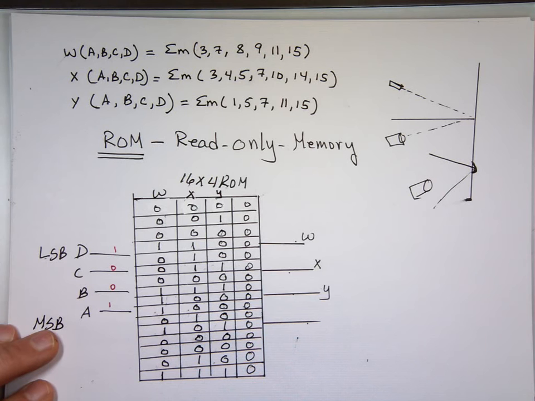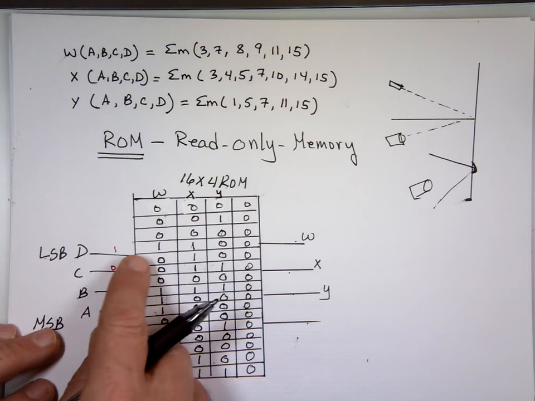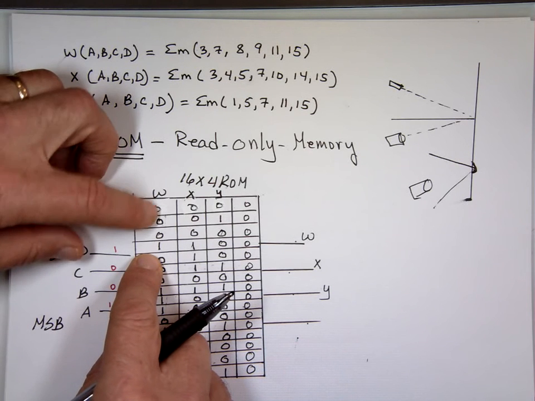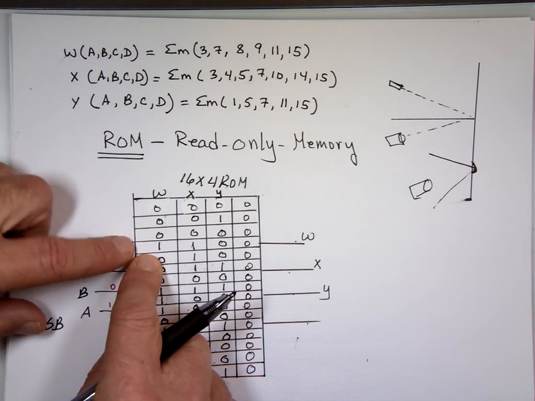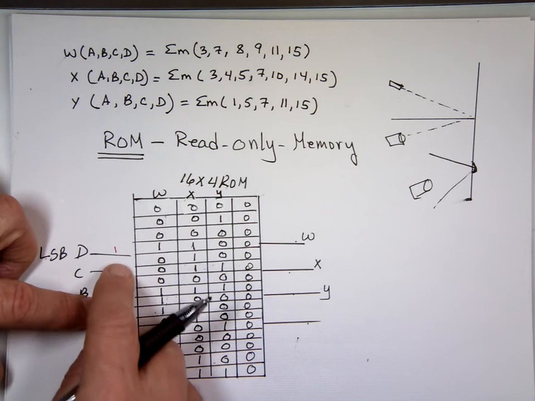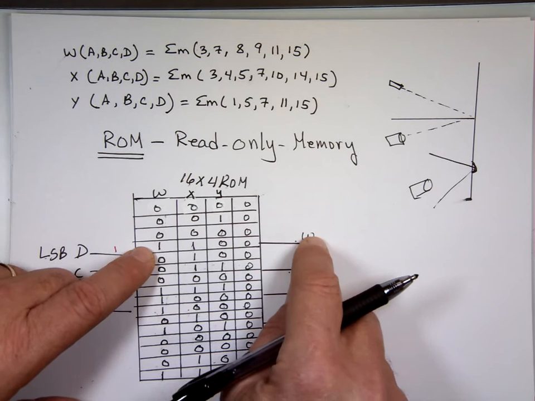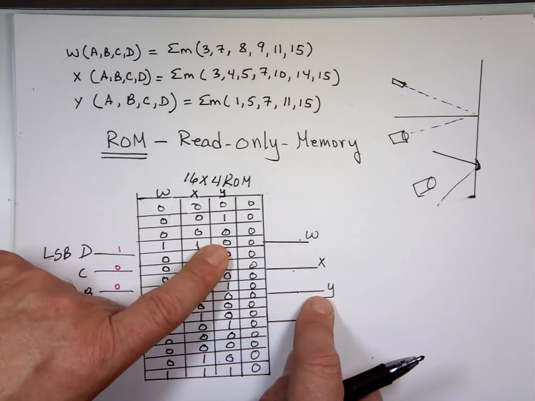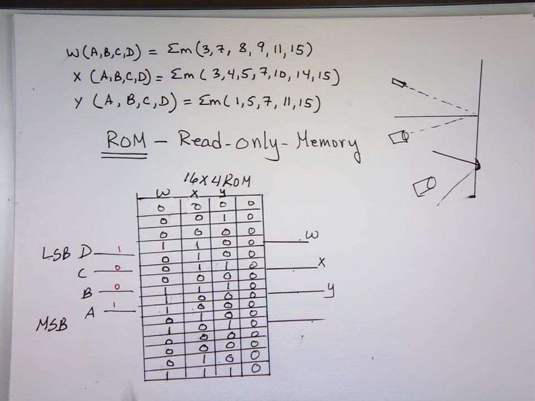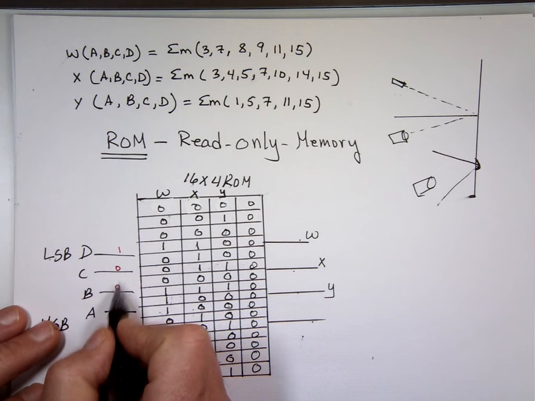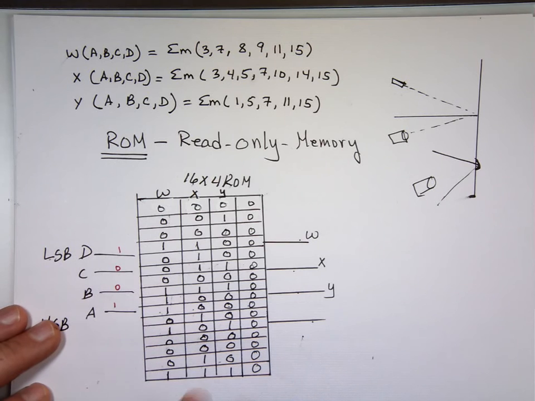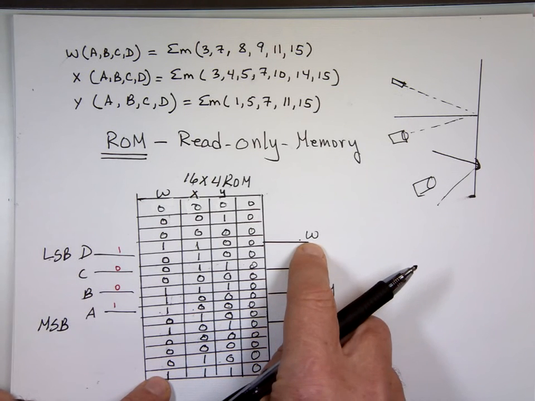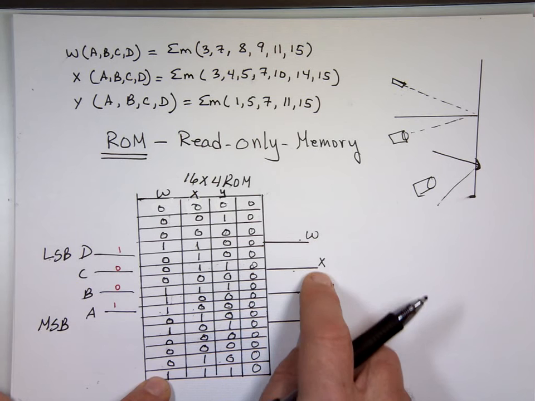And once I attach them, notice if I put, for example, what's this address here? 0, 0, 0, 1, 2. If I put 3 here, 0, 0, 1, 1, this value, W will be 1, X will be 1, and Y will be what? 0. If we put a 15, 1, 1, 1, 1, 15, that's this value. What is W going to be? 1, X is going to be 1, and Y is going to be 1.